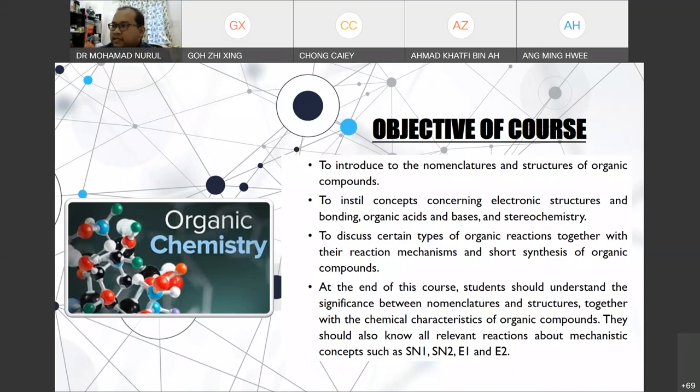And the third one, to discuss certain types of organic reactions together with their reaction mechanisms and short synthesis of organic compounds. For the third objective, it will cover chapter number 7 until 11. It's more to the applications. Chapter number 1 to 6 is more to the theory. And the last one, at the end of this course, students should understand the significance between nomenclature, the structures, and the chemical characteristics of organic compounds. They should also understand all the relevant reactions and mechanistic concepts such as substitution SN1 and SN2, and eliminations E1 and E2.